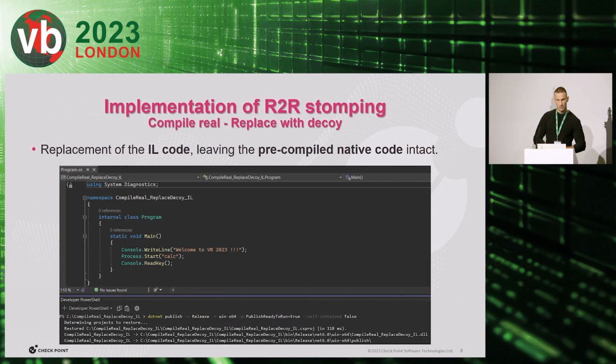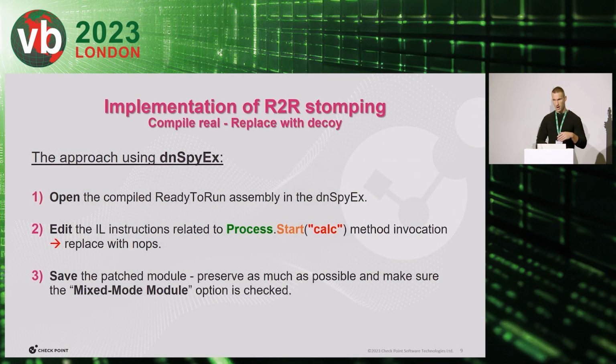Here is the first example. We will be replacing the IL code and leaving the precompiled native code intact. We have a very simple C# application that just prints some text, welcome to VB 2023, and it starts process calculator. After compiling this application, we have two ways to modify the original IL code. Either we can use some GUI-based tool like dnSpyEx, or we can use some programmatic approach. I will get to that later on.